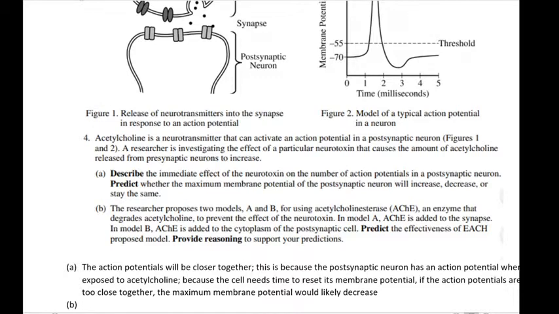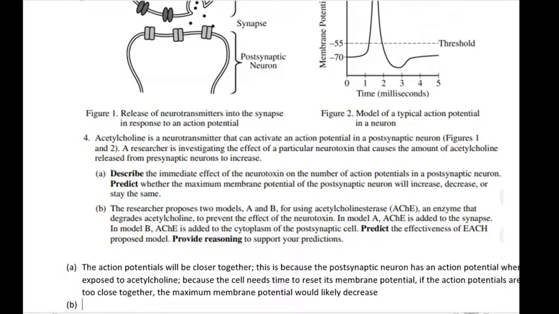Part B. Researcher proposes two models, A and B, for using acetylcholinesterase, an enzyme that degrades acetylcholine, to prevent the effect of the neurotoxin. In Model A, that enzyme is added to the synapse. In Model B, it's added to the cytoplasm of the postsynaptic cell. We need to predict the effectiveness of each proposed model. Provide reasoning to support your predictions.